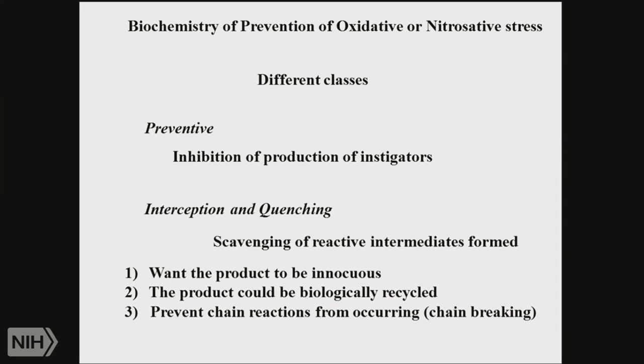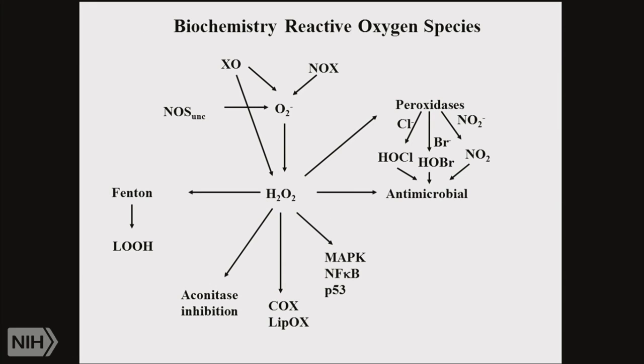how are they prevented? So we have preventive, so we want to inhibit the production of the ROS, and there are natural inhibitors and also synthetic inhibitors. We also, if we produce these ROS or NO, we'd like to be able to scavenge these reactive intermediates, and we want it to go to an innocuous product. We also want it to be able to be biologically recycled. And often, a lot of things that happen with ROS are chain propagating, like lipid peroxidation. You want to be able to break those chains. So let's look at the biochemistry of reactive oxygen species again.